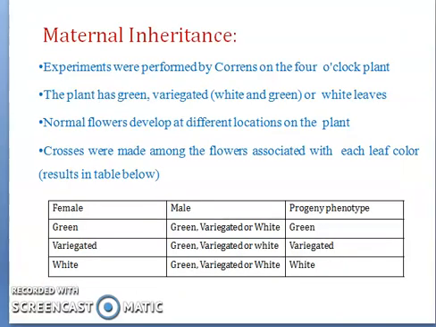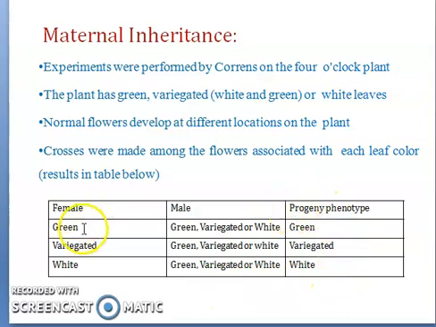Maternal inheritance. Experiments were performed by Correns on the four o'clock plant. The plant has green, variegated (that is, white and green both), or white leaves. Normal flowers develop at different locations on the plant. Crosses were made among the flowers associated with each leaf color, and this resulted in the readings which are tabulated in this problem.